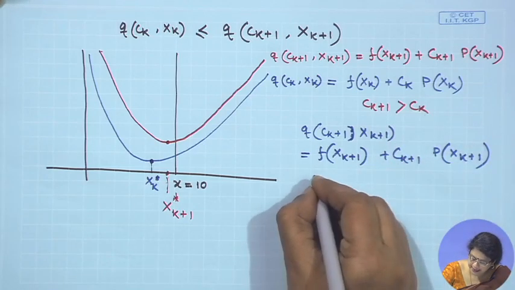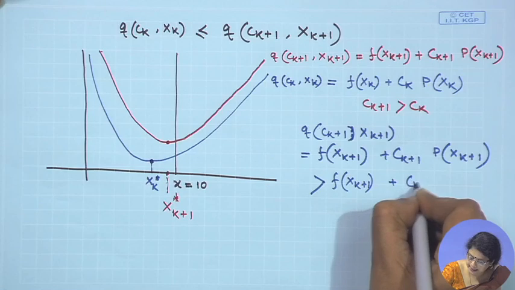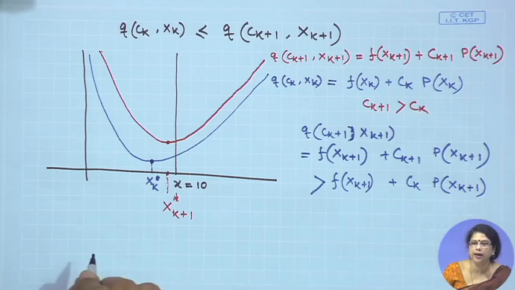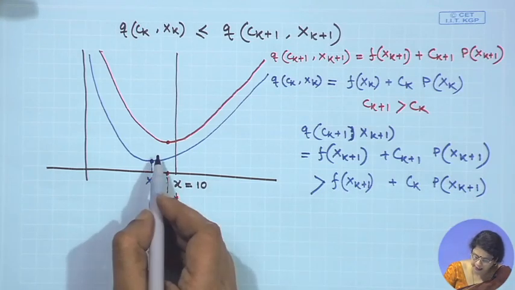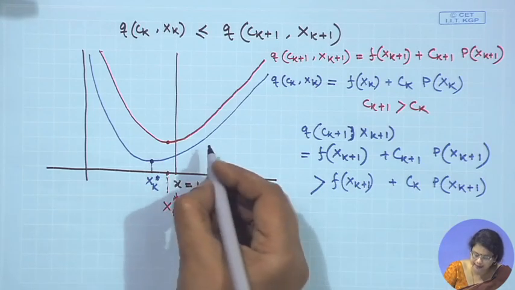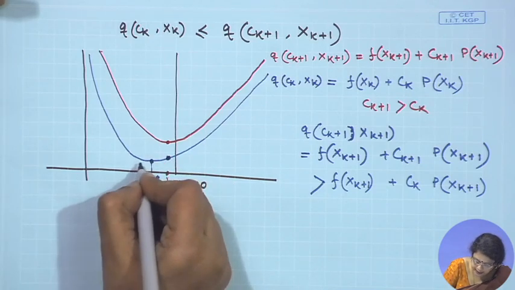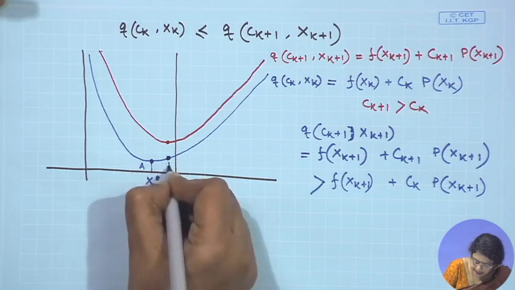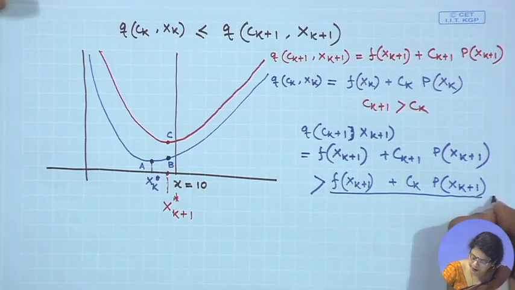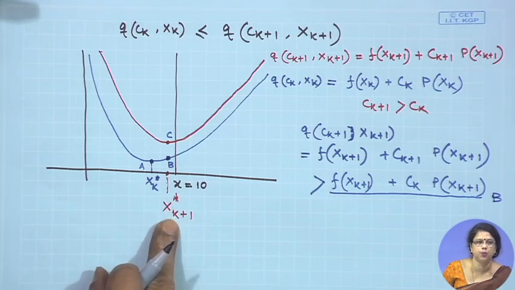That is why we can say this is greater than f(x_k+1) plus c_k p(x_k+1). Okay. Look at this value in the graph. Where is the value of this one? We are getting the value at, this one is the value. If I consider this as A, this as B, this as C, then B corresponds to this value. Just consider, instead of star, this is x_k+1. Clear?